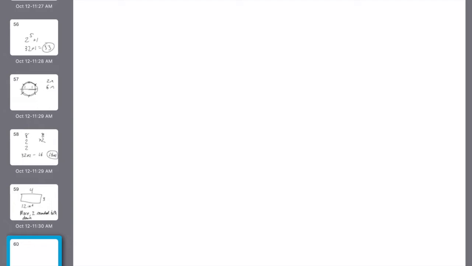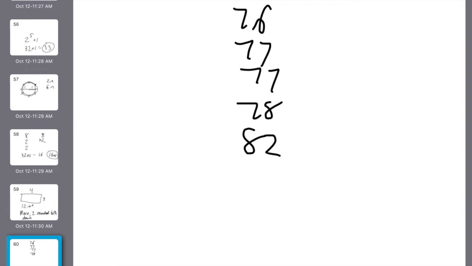So right here we go. Number 1, 5 stars of the basketball team were that many inches tall. What was their average height? Find average. I'm going to add 76, 77, 77, 78, and 82 all together.